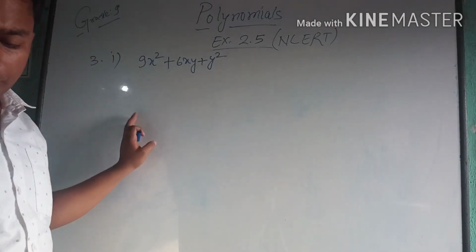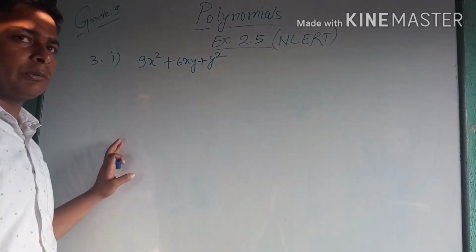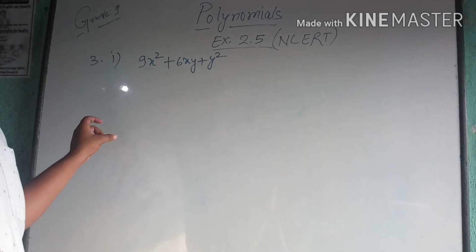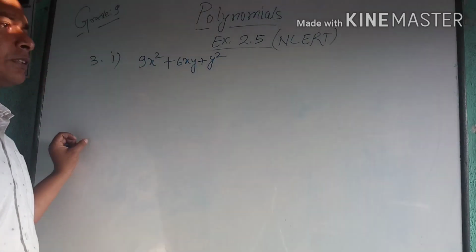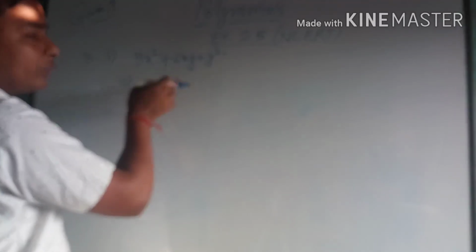It says, factorize the following using appropriate identities, and we know these 4 identities: a plus b whole square, a minus b whole square, x plus a into x plus b, and x square minus y square. So we have to convert into either one of them.